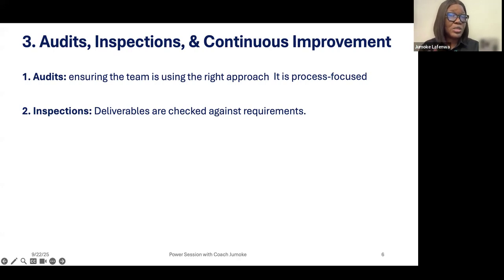You need to pay attention to some of these things so that when you are reading your question, you are attentive, you can pick these things and be able to pick the right answer. So it is product focused. Audit is process focused. Inspection is product focused.